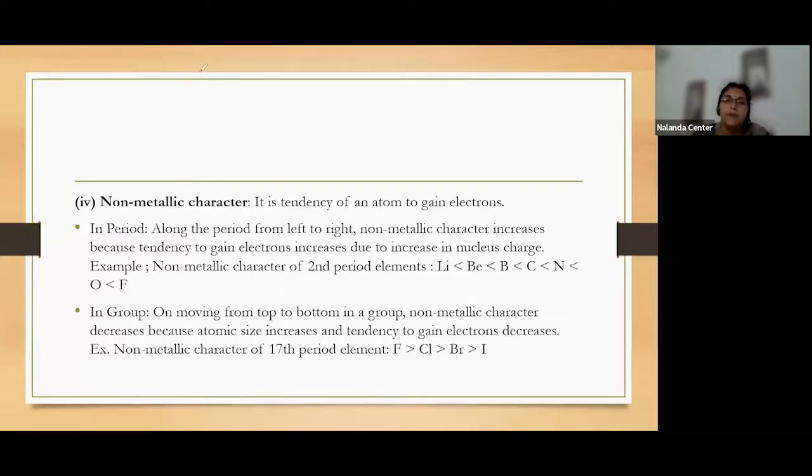See, across a period, what happened? Nuclear charge increases. So attraction to the outer shell increases. So if an electron is gained, that is also going to be attracted by the nucleus. Am I right or wrong? Right?